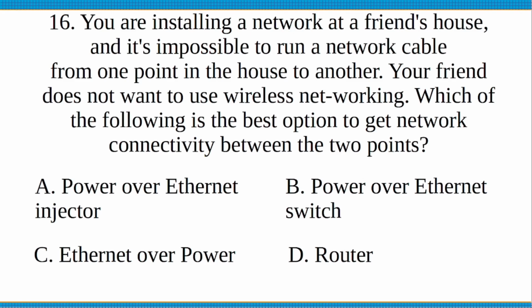Number 16. You are installing a network at a friend's house, and it's impossible to run a cable from one point in the house to another. Your friend does not want to use wireless networking. Which of the following is the best option to get network connectivity between 2 points? A. Power over Ethernet injector. B. Power over Ethernet switch. C. Ethernet over power. D. Router.